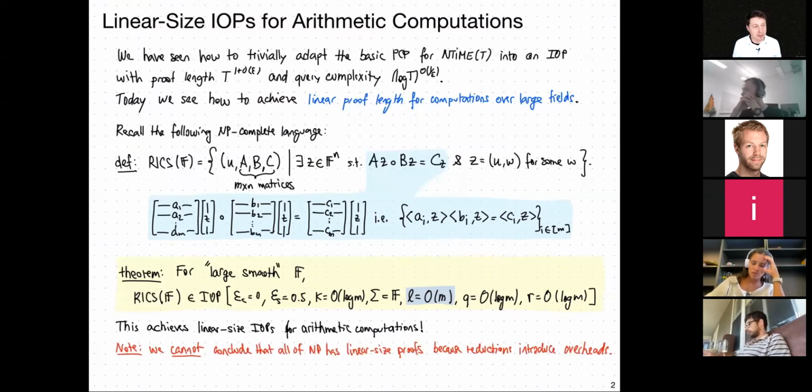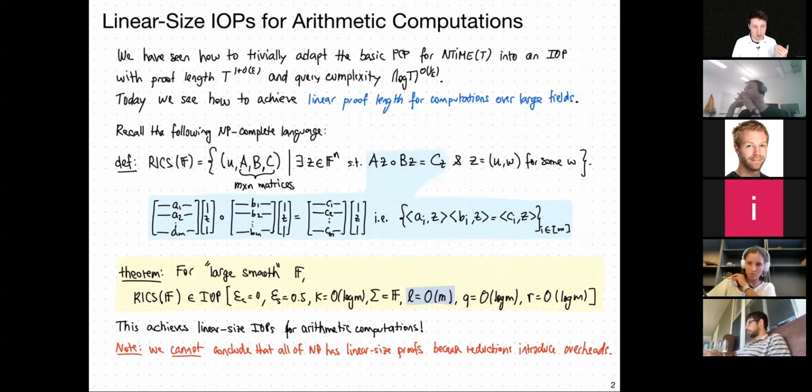Now, notice that when you start hitting the regime of linear size anything, you cannot actually say linear size for all of NP, because just translating from one problem to another, you might hit superlinear overheads, okay? Now, in general, almost any reduction from an NP problem to another NP problem can be done in quasi-linear time, okay?